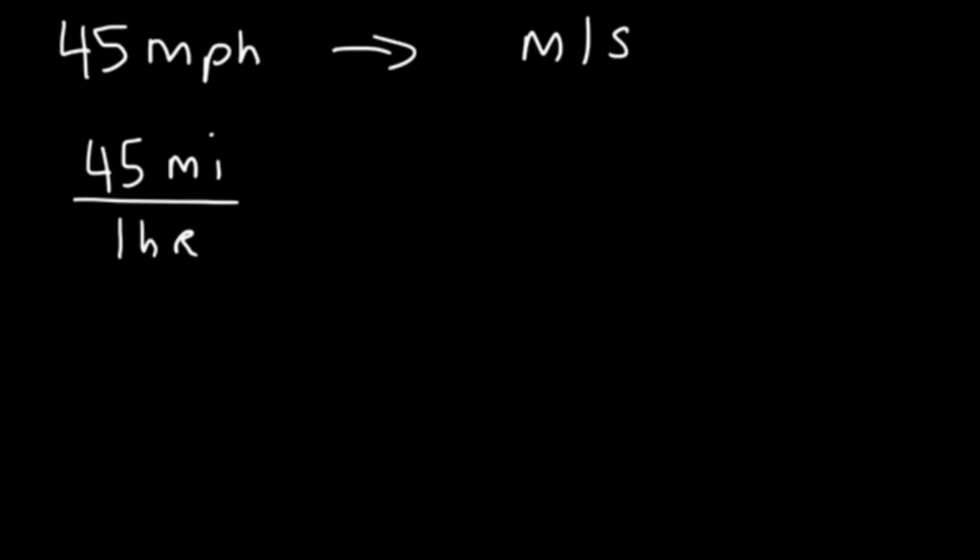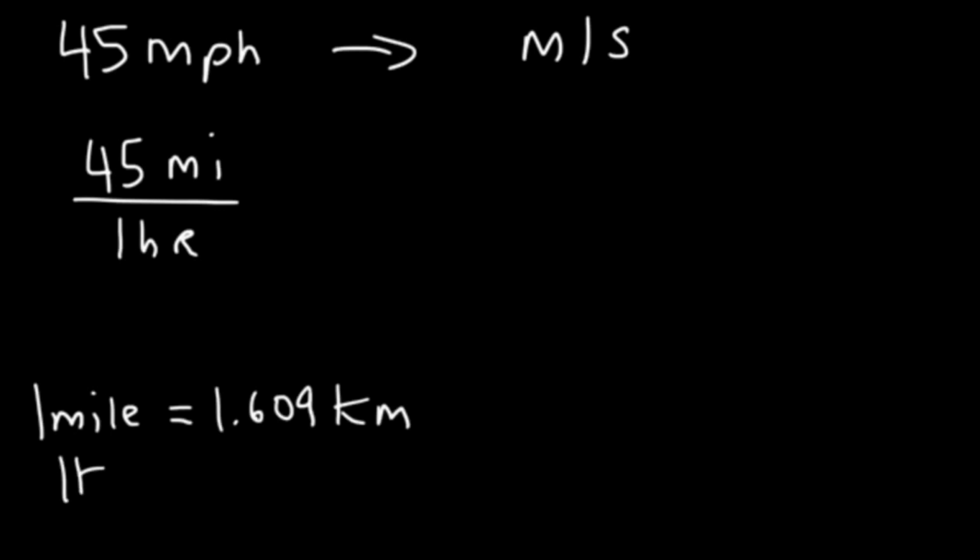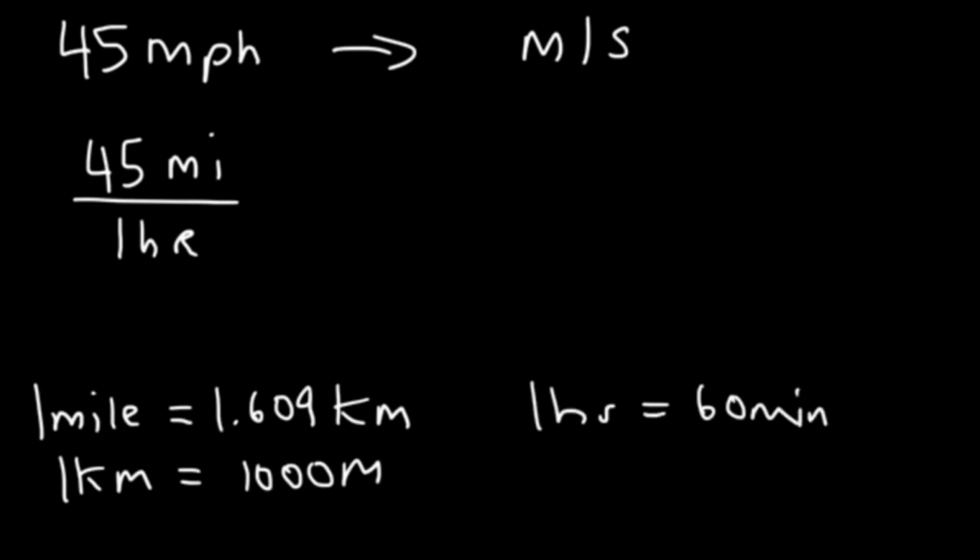Well, let's make a list of all the conversion factors that we have. We know that 1 mile is equal to 1.609 kilometers. And we also know 1 kilometer is equal to 1,000 meters. So using those two conversion factors, we can go from miles to meters. And we know how to go from hours to seconds. 1 hour is 60 minutes, and 1 minute is 60 seconds. So these are the 4 conversion factors that we need for this particular problem.